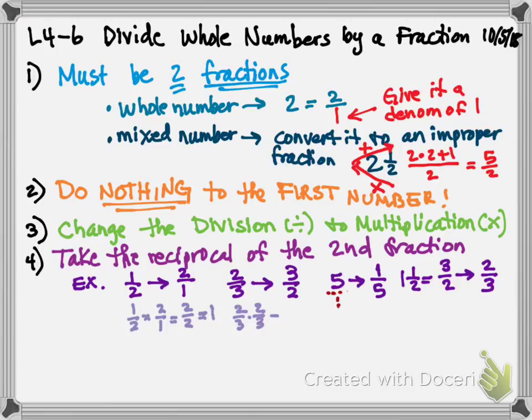Oh, wait a second. I did that one wrong. 2/3 times the reciprocal 3/2 would give me 6 over 6, which equals 1 whole. 5 over 1 times 1 over 5 would give me 5 over 5, which equals 1 whole. 3/2 times 2/3, 6 over 6 equals 1 whole. Okay? So this is what we call the inverse property of multiplication. So I'm going to write that down.